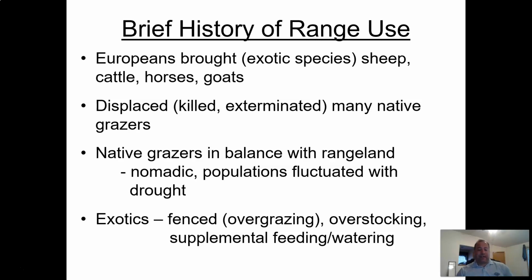And it's different because the domesticated animals are fenced in. They're in some places overstocked. They're being given supplemental feeding and watering. They're not really using the land the way that the native grazers were. The native grazers would chew up an area, eat it, move on.